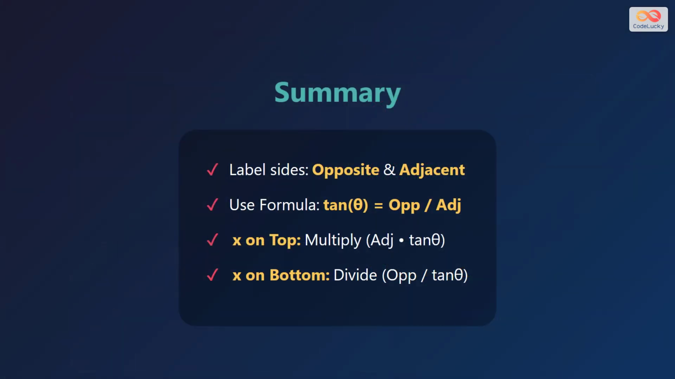To wrap up, always start by labeling your opposite and adjacent sides. Set up the TOA equation. If x is on top, multiply the adjacent side by the tangent of the angle. If x is on the bottom, divide the opposite side by the tangent of the angle. With practice, these steps will become second nature.